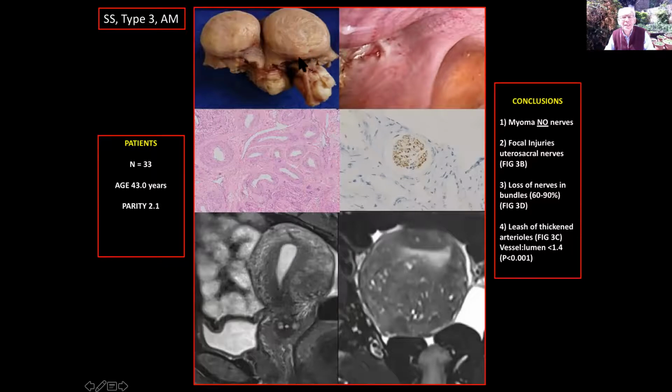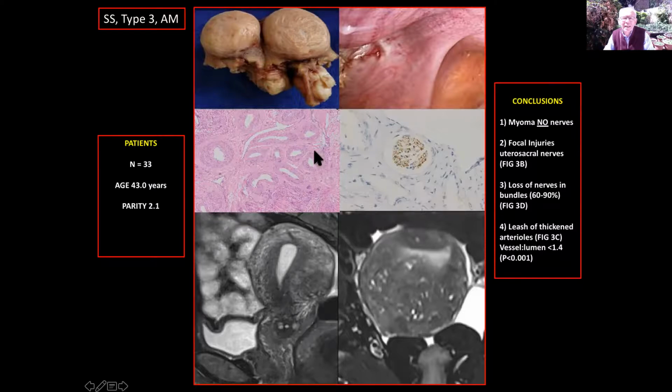And what we see in this circumstance is a focal injury to the uterosacral ligaments, not an extensive injury like the ones we've seen previously in the previous 2 types, but just a light injury. And that will become clear in a minute. That leads to no nerves in the myoma itself, and no nerves in the nerve bundles just below that, within 2 low power fields of the myoma.